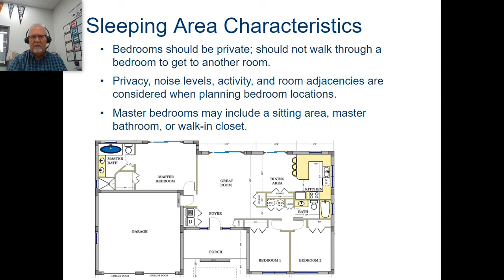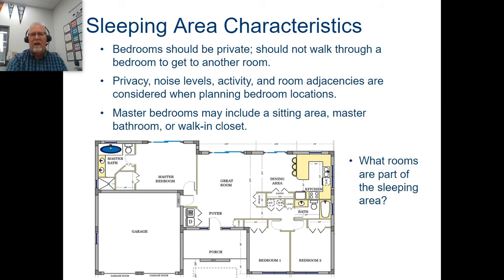Second, consider things like privacy, noise levels, activity. Rooms that are adjacent are considered when planning bedroom locations. Don't put a noisy entryway right next to a sleeping area. If someone gets up early to go to work, you don't want to hear the noise and the traffic of that. Master bedrooms may include a sitting area. They may include things like a master bathroom or a walk-in closet. Those are some of the characteristics that we might see.